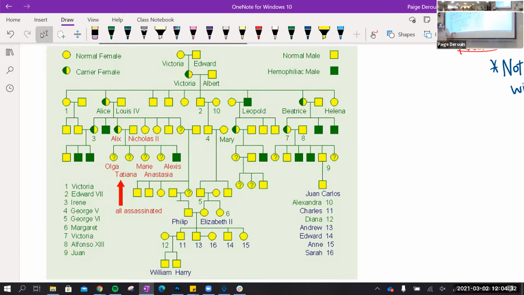And then down here, you can see Prince William and Prince Harry, who now both are married, so this is not updated. And Prince William and Kate have 2 kids, which also is not shown here. You can see that the trait kind of vanishes, and it's because none of these people carried it, and it's recessive. So it hasn't come back into the family since then, because the royal people only marry other royal people, so there's not a lot of diversity.